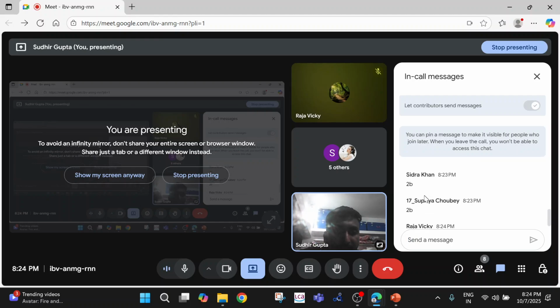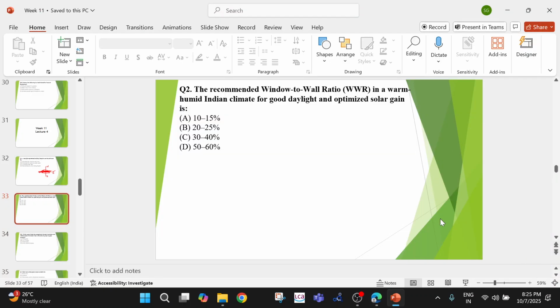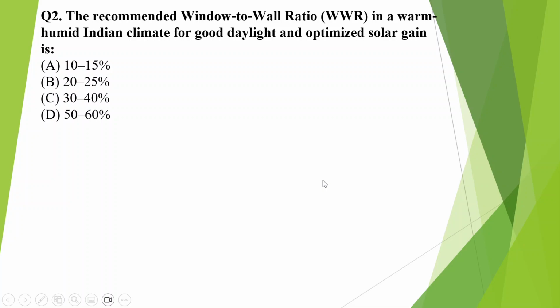So all of you can see, B was marked by most of you. So option B is saying how much percentage? 20 to 25%. Yeah. But let me tell you all that B is not the correct answer. B is not the correct answer. 20 to 25% is not the correct answer.